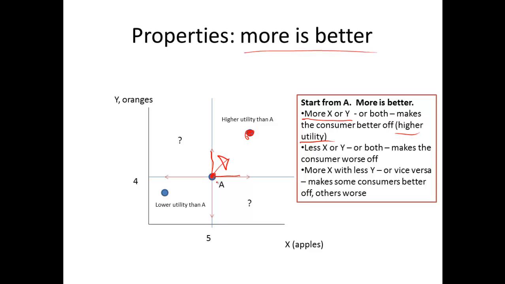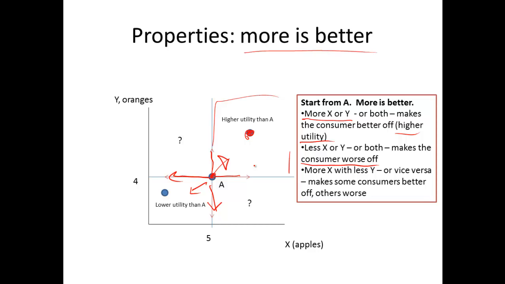Similarly, starting from a point like A and reducing the amount of good X this way or this way, having less of X or Y or less of both would make the consumer worse off. And so this region here in this quadrant has lower utility than point A, whereas this region up here has higher utility than point A.